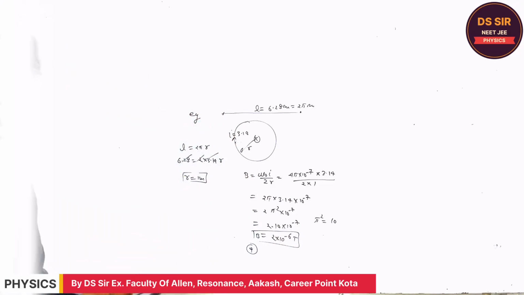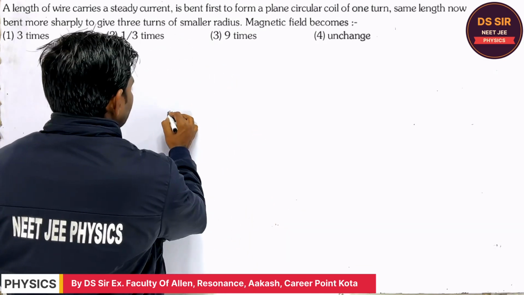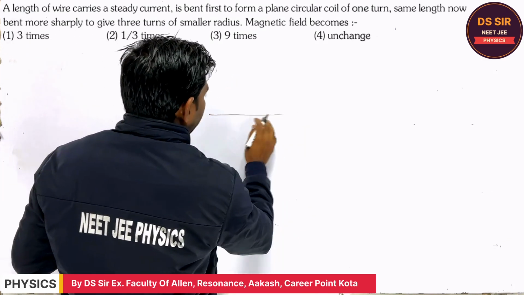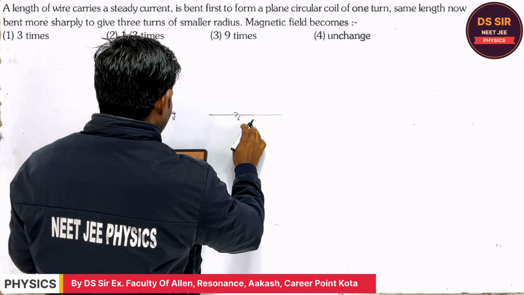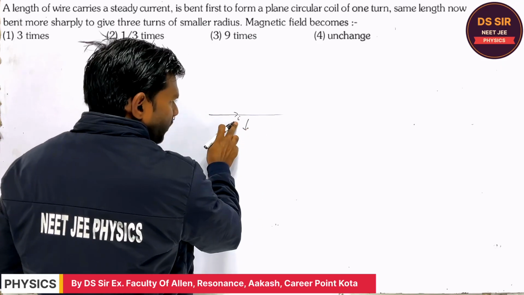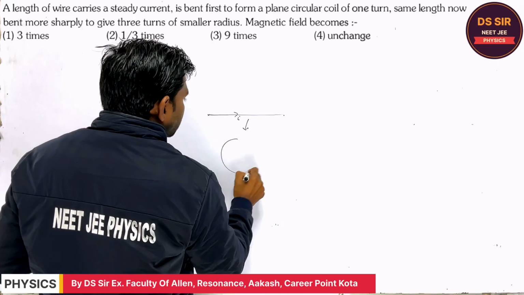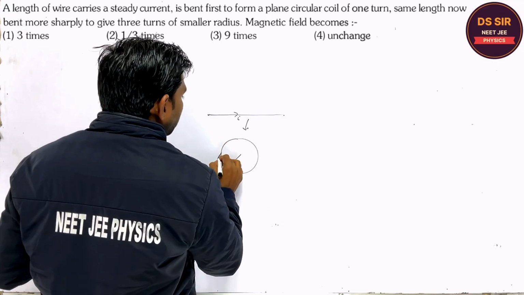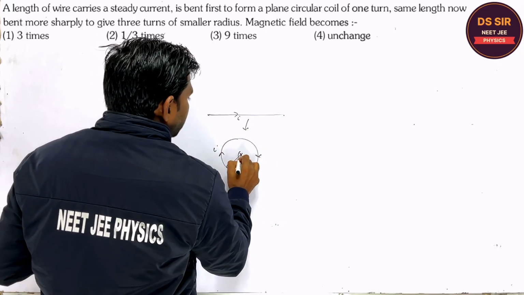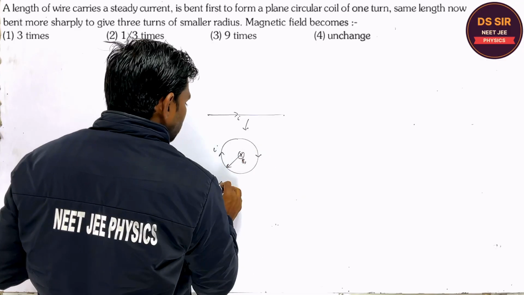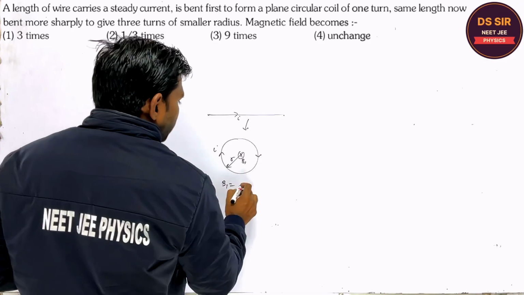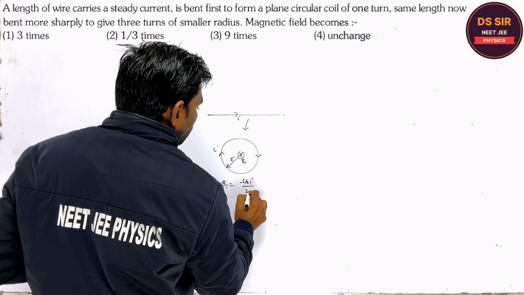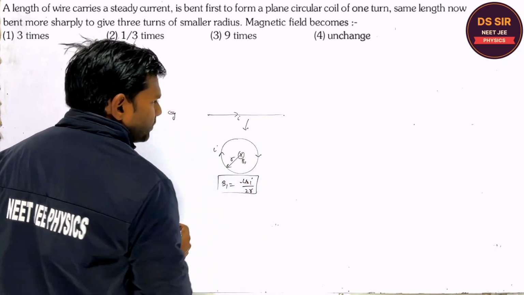Copy this. So read this question. In this question, the length of the wire is given. It carries a steady current and it is now bent to form a 1 turn coil. So from this wire, the 1 turn is formed, right? And when the 1 turn is formed, the current is I, the magnetic field is suppose B1. So B1 is equal to what? Suppose the radius is R. What is the B1? Mu naught I upon 2R. Is it clear or not?